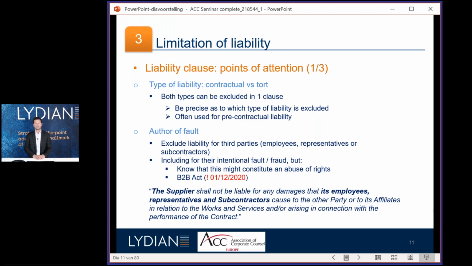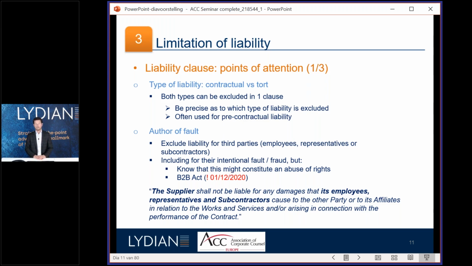For instance, you can also exclude the liability for pre-contractual liability, for information that you've provided. Also, the liability for the fault of third parties, you can also exclude your liability for that. So it's also important to take that into account when working with subcontractors and so on.